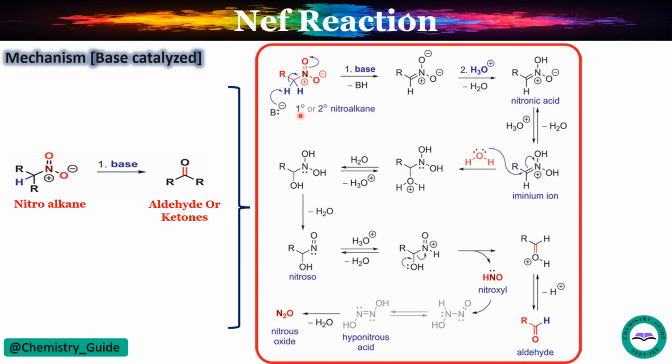So, this is used for only primary and secondary nitroalkane. The reason is that in tertiary nitroalkane, there is no acidic proton. So the nitroiminium ion cannot be formed in this reaction. So, Nef reaction is useful for the conversion of primary and secondary nitroalkane to its aldehyde or ketone derivative.